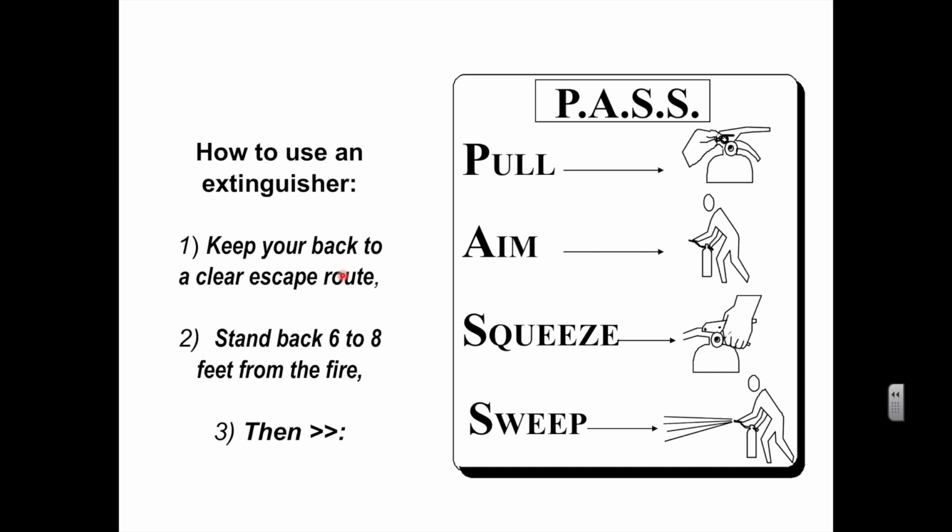So when you use a fire extinguisher, you're going to follow what we call the PASS system. The very first thing you're going to do is make sure you keep your back to a clear escape route. So you never turn your back on a fire. You always are facing it so that you can back away. You always want to stand 6 to 8 feet from the fire. You never know when it could just go catch another fuel source and go completely crazy.